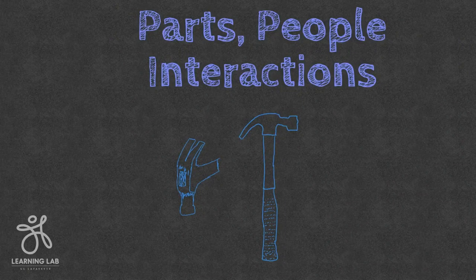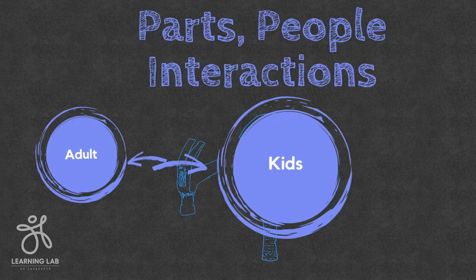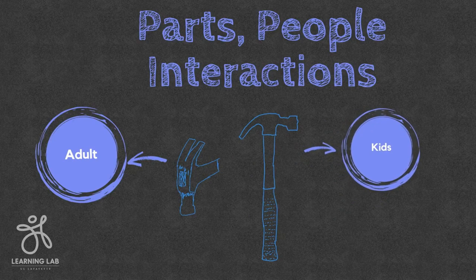Let's think about all the people connected to this object. We ask ourselves, who are the people connected to this object? And how do people use this object? There are adults that use it at work or to repair something. There are also kids, just like you, that use the hammer to build projects. Because of the age difference, adults can use heavier hammers than kids.